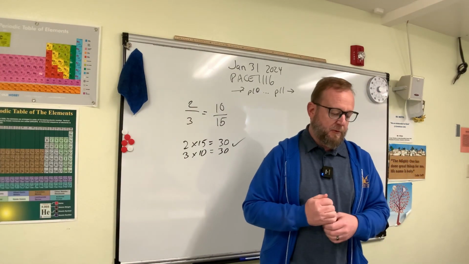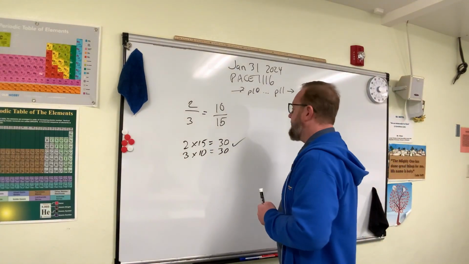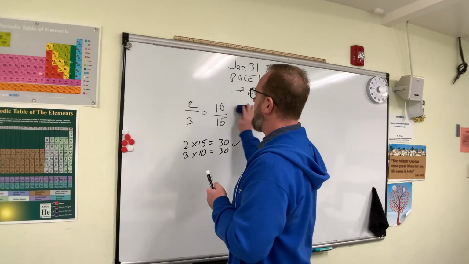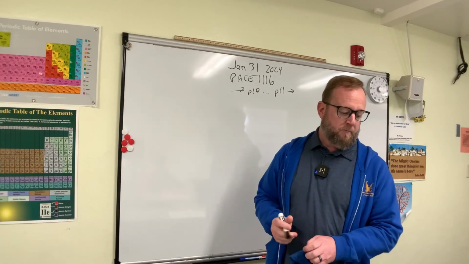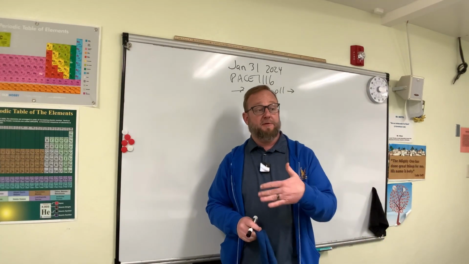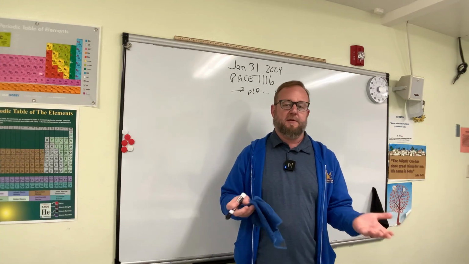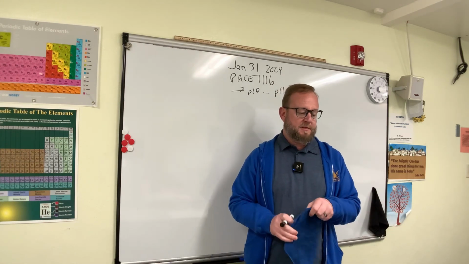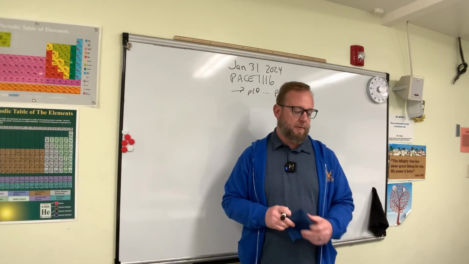Let's jump over to number 14. 1 over 5, 1 over 50. Would this rule apply to 1 over 5, 1 over 50? You would have 1 times 50 equals 1 times 5, and we know that that is not true, so that would be a no on that one.